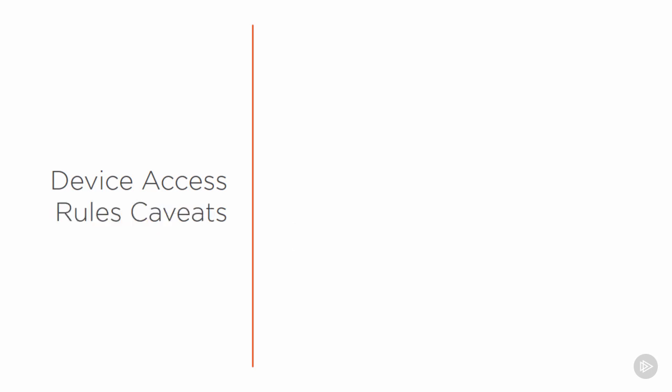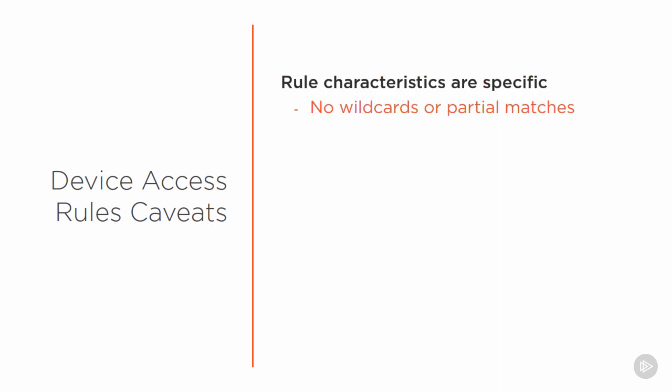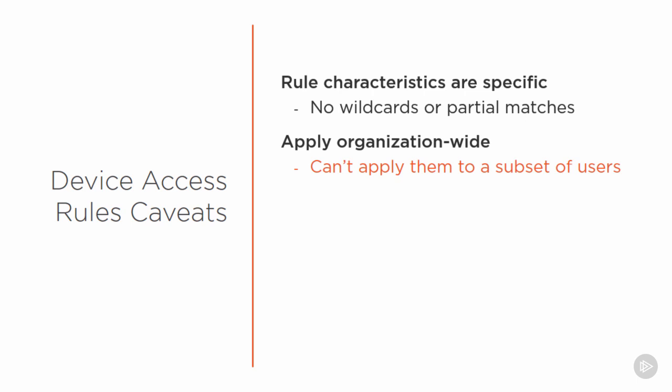There are a few caveats to be aware of when you're implementing device access rules. The first is that the rule characteristics are specific. There are no wildcards and there are no partial matches. When you configure a rule, it has to exactly match the criteria that you're assessing. Device access rules will apply organization-wide. You can't scope them or apply them just to a subset of your users, and you can't nominate any users to be exempt from device access rules.